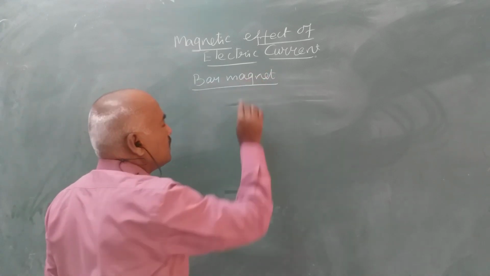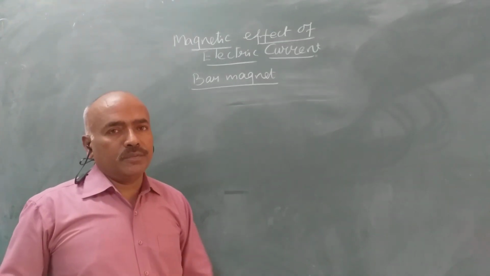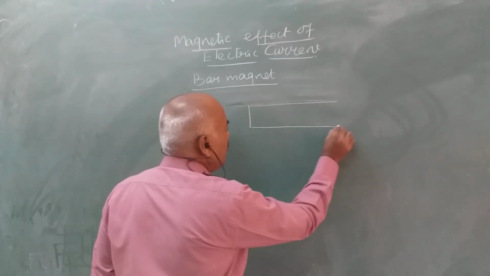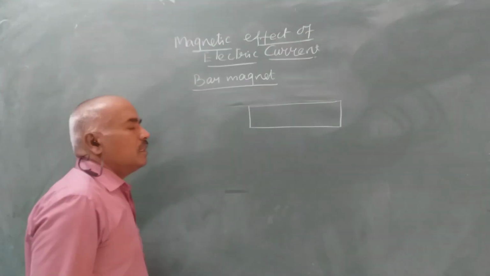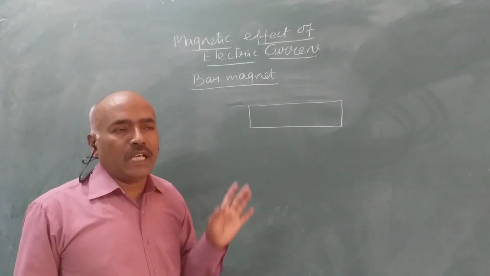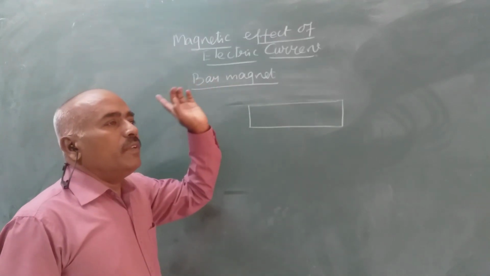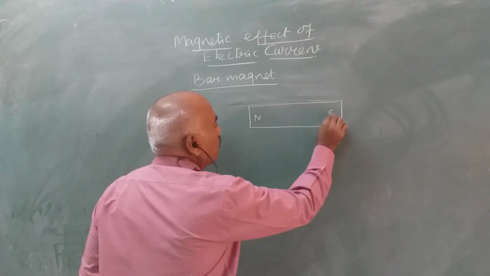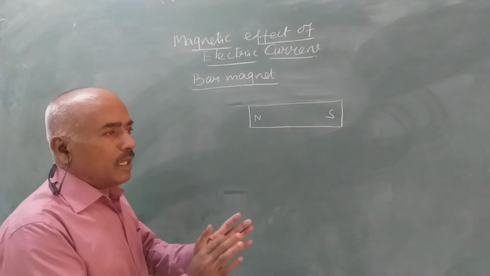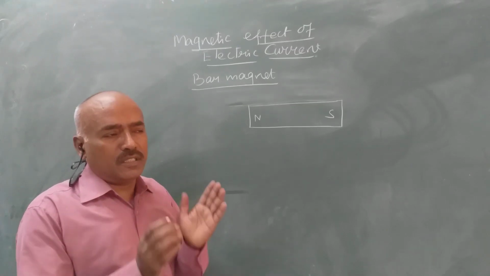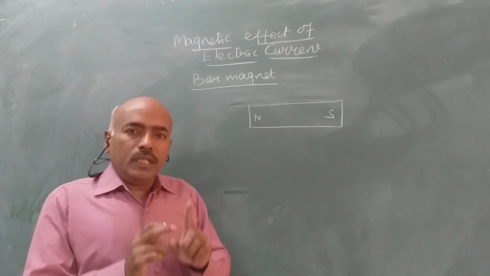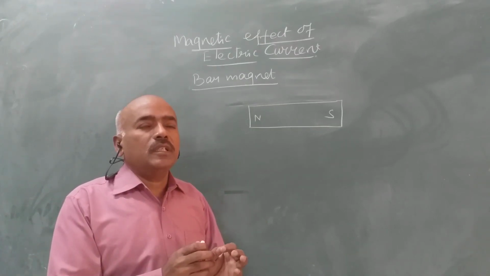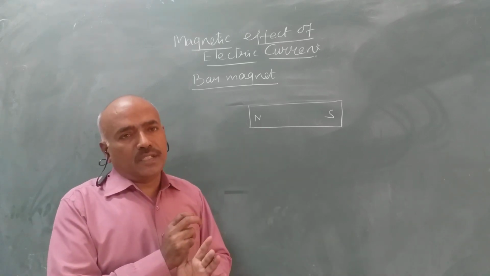The bar magnet is in the cuboidal shape, right? When we see it from any one of the faces, this magnet will appear like a rectangle. Every bar magnet has two poles, that is north and south pole. Always a bar magnet will have two poles, north and south, only north and south, not east and west. It is because of the basic property of this magnet.